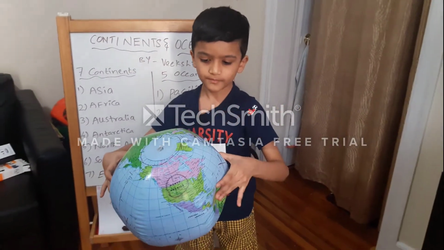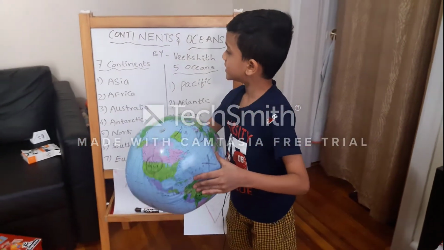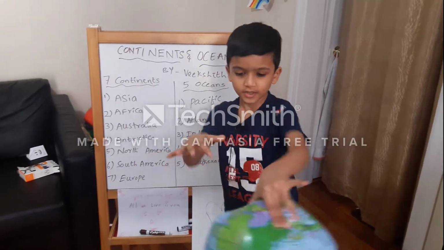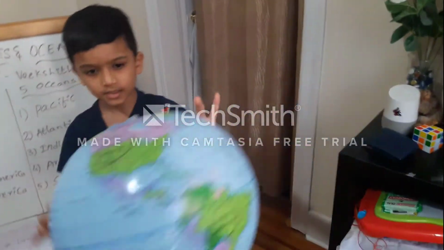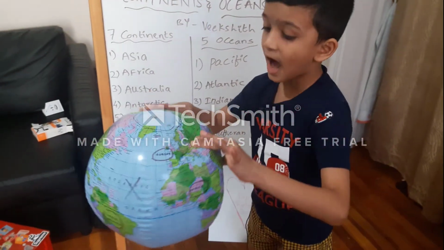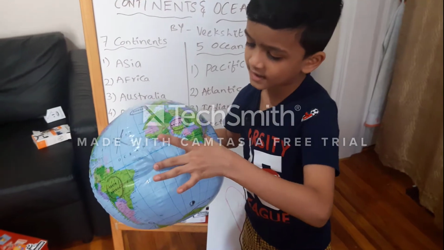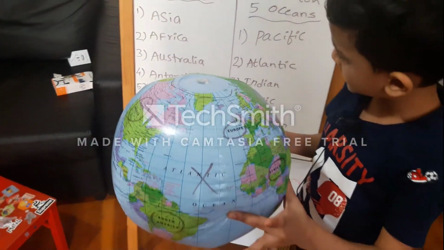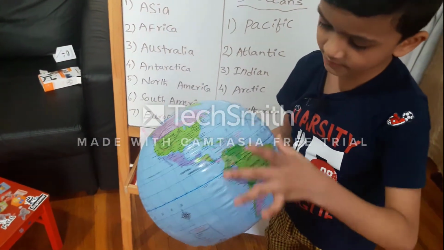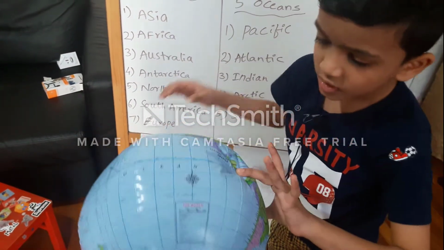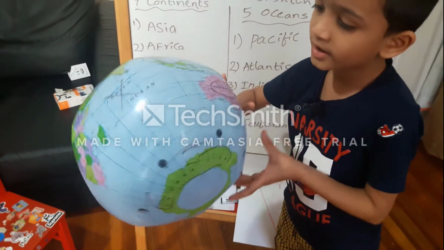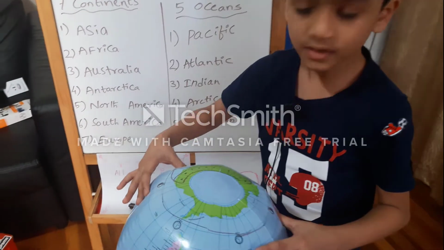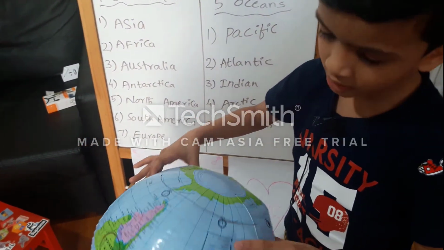Here is the globe. First, I'm going to tell the 7 continents. First, we're finding Asia. Oh, here's Asia. Then, we find Africa. Where's Africa? Here's Africa. Yes. Then, we're finding Australia. Where's Australia? Here's Australia.